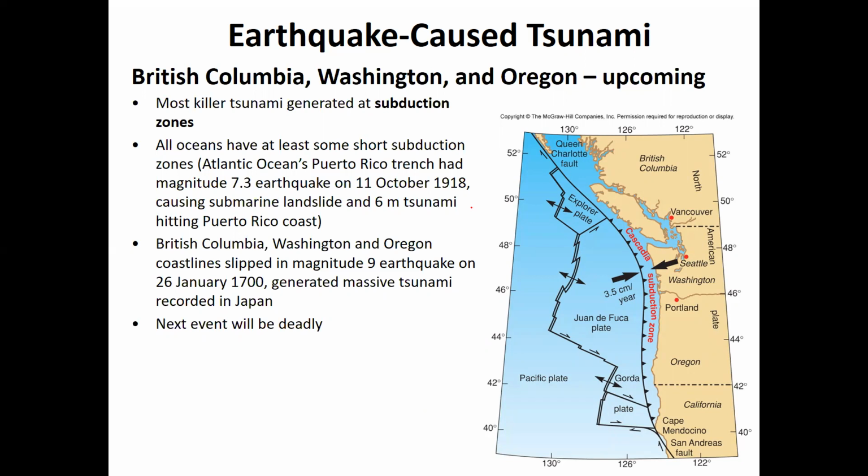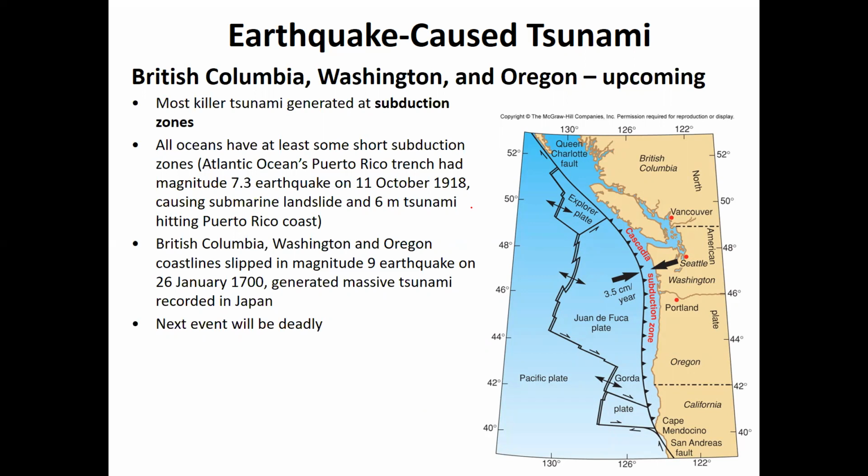So most killer tsunami are generated along subduction zones. All oceans have at least some short subduction zones. The Atlantic Ocean has the Puerto Rico Trench, which has had a magnitude 7.3 earthquake before. It also has the South Scotia Trench. But the 1918 earthquake triggered a tsunami or a submarine landslide, and a 6-meter tsunami hit the Puerto Rico coast.